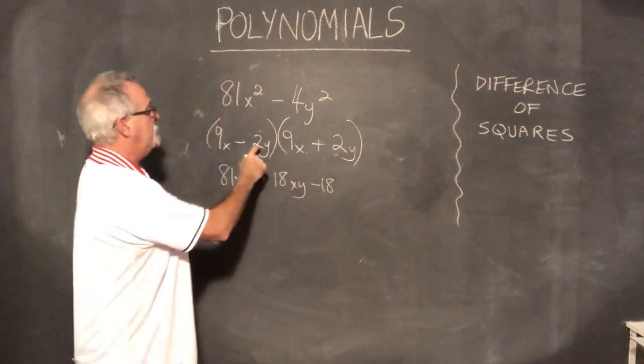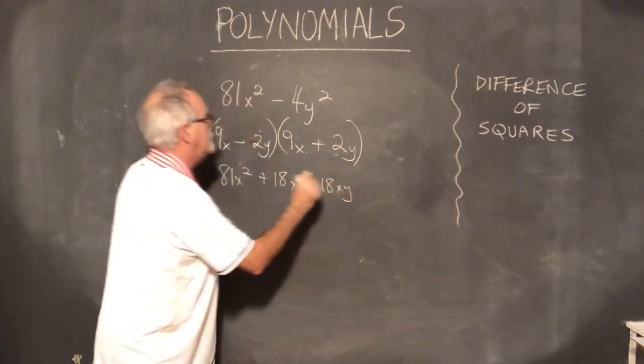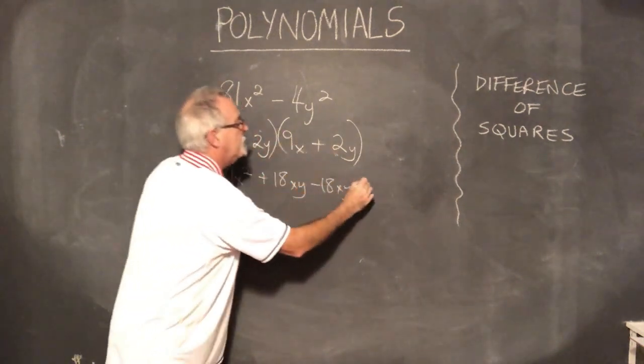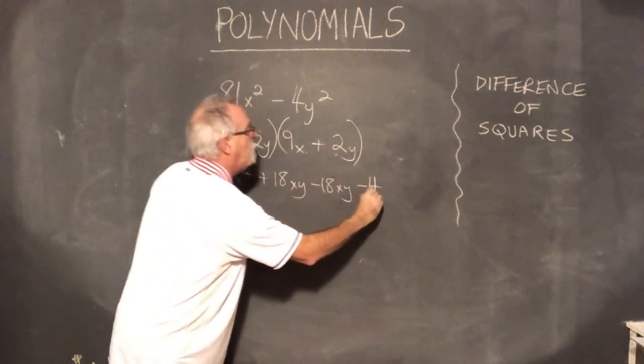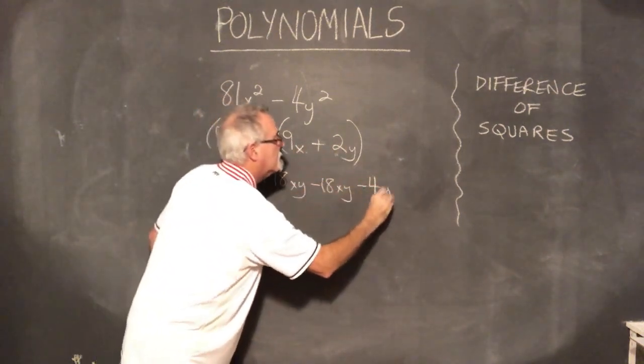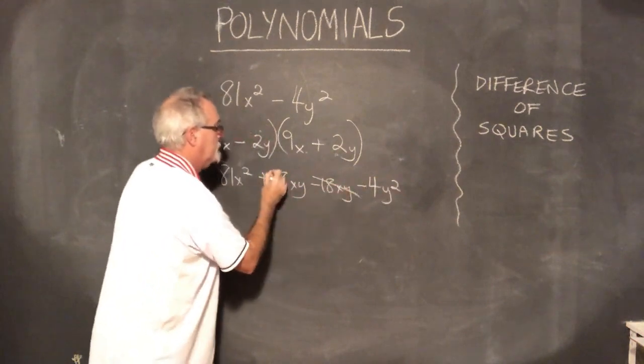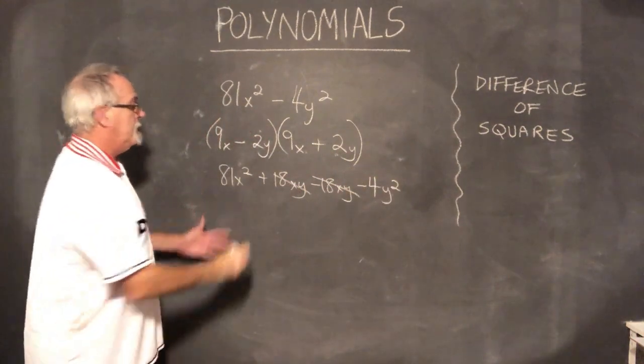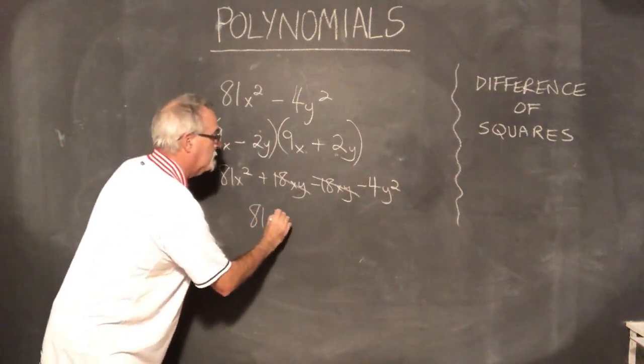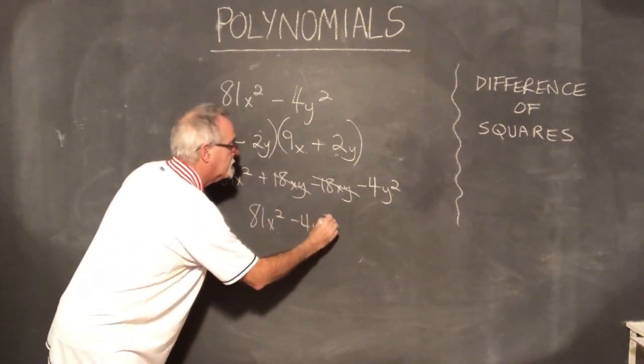We all knew that was going to happen. Y times x, that's also xy. Negative 2 times positive 2, that is minus 4. Y times y is y squared. These cancel, equal and opposite. 81 x squared minus 4y squared.